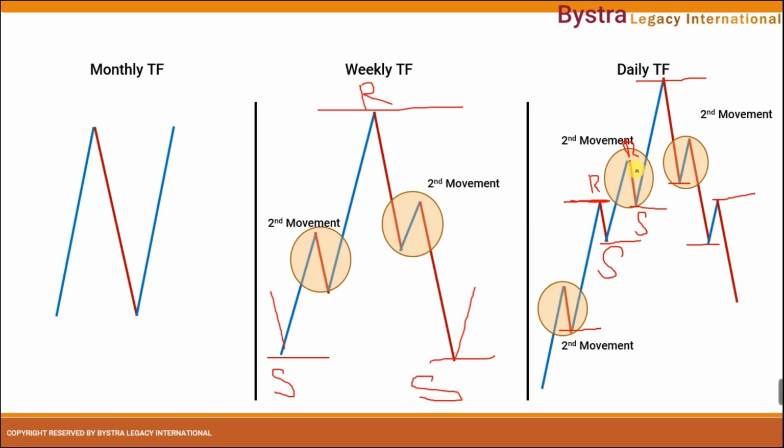Strong resistance with the second movement. So how do we know that this resistance is strong with the second movement? Always refer to the right, not to the left. To know that this resistance is strong, it must have a second movement on the right side. Same goes with this one. If let's say this is a strong resistance, how do we know? It will have the second movement on the right side. So we look to the right. This is the second movement.